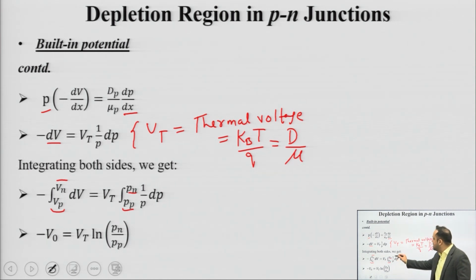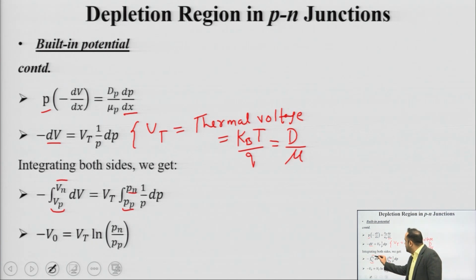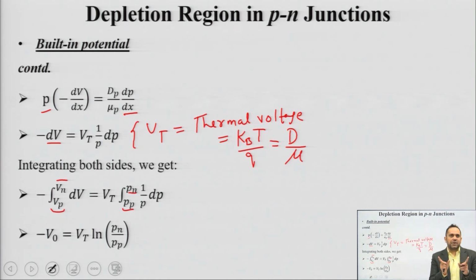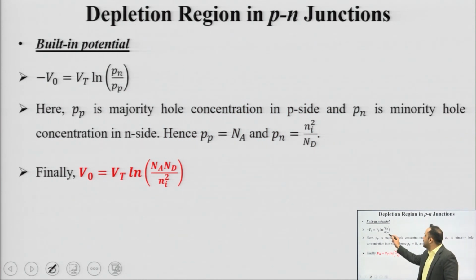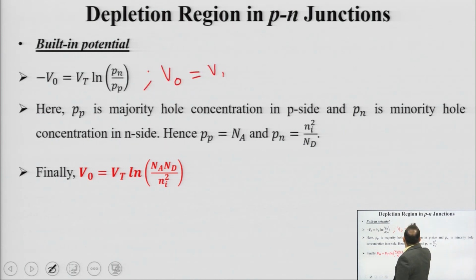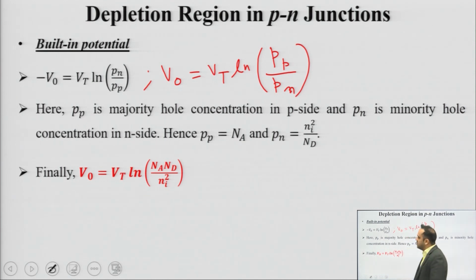Then I integrate, integration of 1 by P gives you natural log of P. And Vn minus Vp is nothing but your total built in potential. So, potential is constant in bulk of N side, constant in bulk of P side, only transition takes place in the depletion region. So, this is your built in potential. You can get rid of this minus sign by simply reversing this. So, I can write V naught equal to thermal voltage kT by Q times log of hole concentration in P side divided by hole concentration in N side.